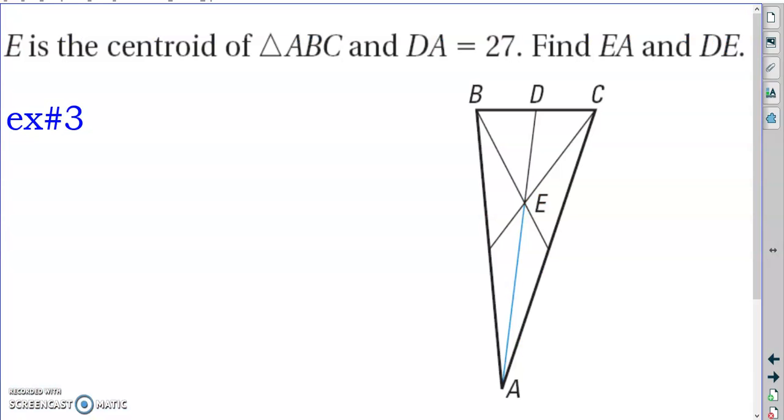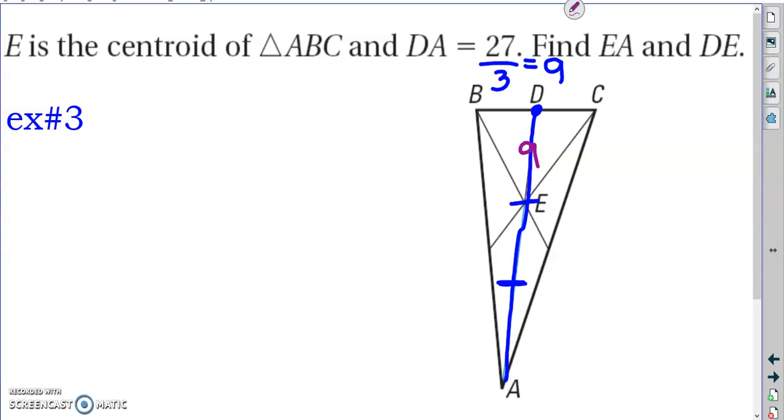So here, E is the centroid of triangle ABC, and DA is 27. So D to A is the whole median, and the whole thing's 27. So from the midpoint D to the centroid E is 1/3, and then from the centroid E to the vertex A is 2/3, so we're going to split it in half. So now I have 3 equal thirds here. Well, how big is each third? If the whole thing's 27, we're going to divide 27 by 3, and that means that each third is 9 units long.